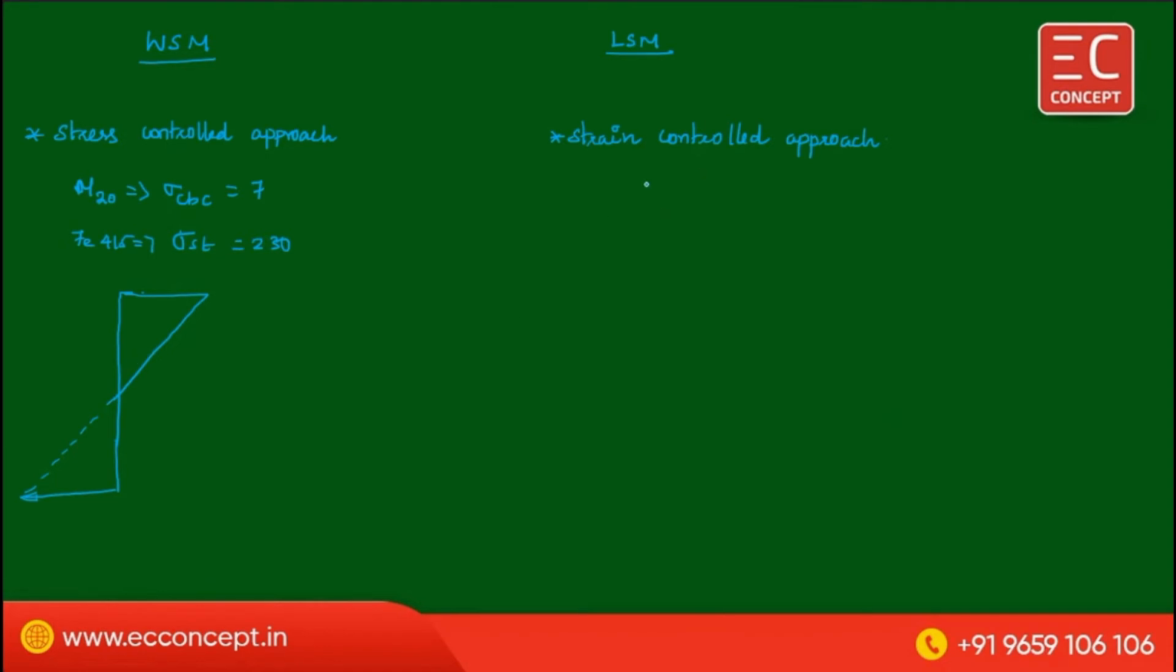But in this approach, we controlled only the strain. We controlled the strain for concrete at only 0.0035, and for steel we controlled it to not less than 0.002 plus 0.87 fy divided by Es. We controlled the strain, and we also know that the strain diagram is varying linearly, not a stress diagram.